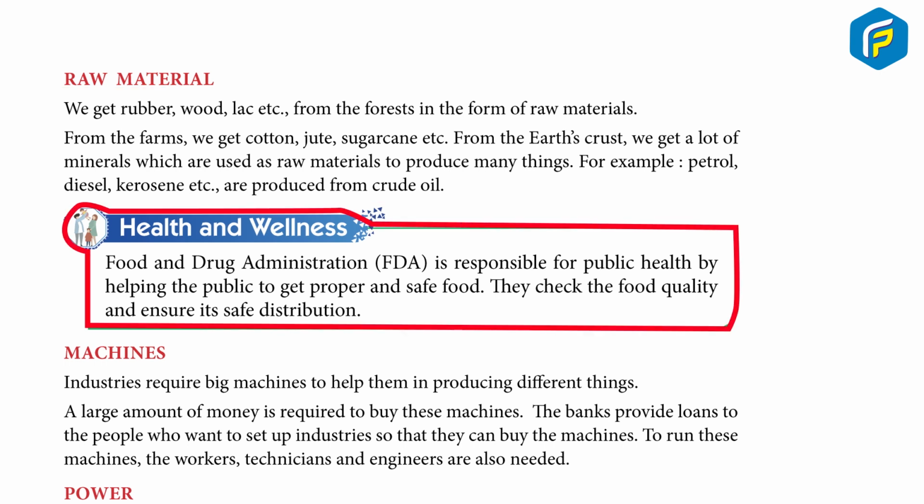Health and Wellness. The Food and Drug Administration (FDA) is responsible for public health by helping the public to get proper and safe food. They check the food quality and ensure its safe distribution. Machines.